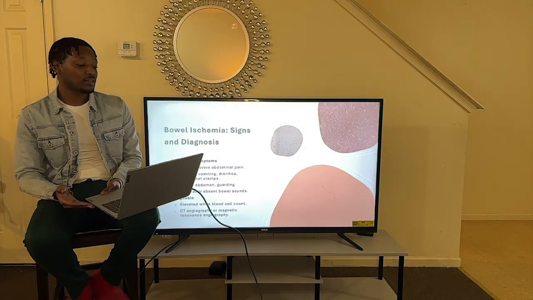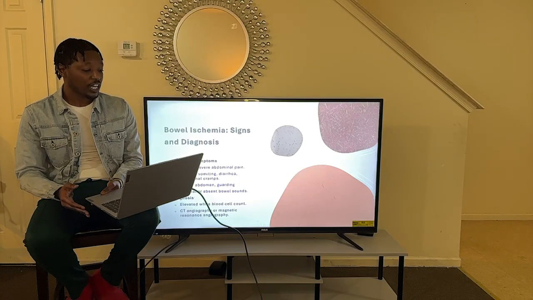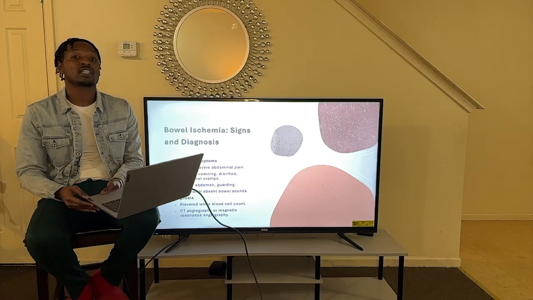Signs and symptoms and diagnosis. This includes sudden severe abdominal pain, nausea, vomiting, diarrhea, abdominal cramps, tender abdomen, guarding of your abdomen, and minimal or absent bowel sounds when you auscultate the abdomen.